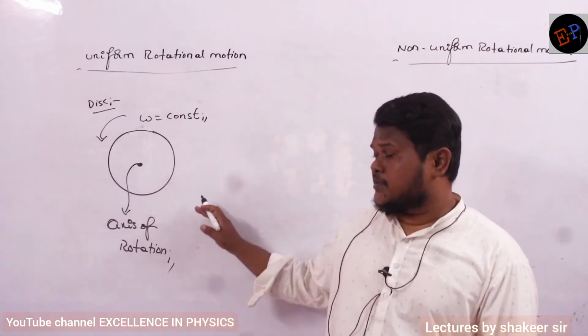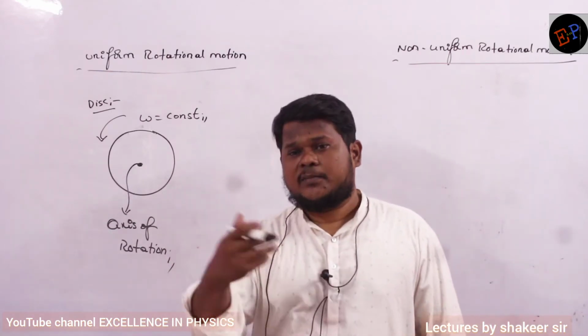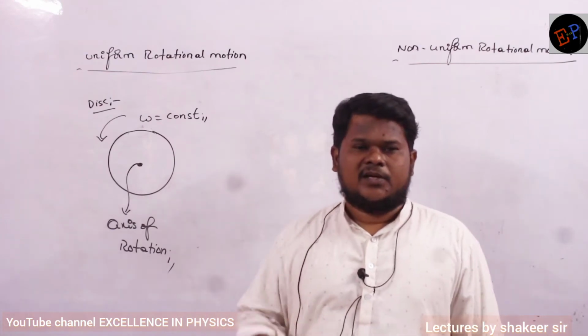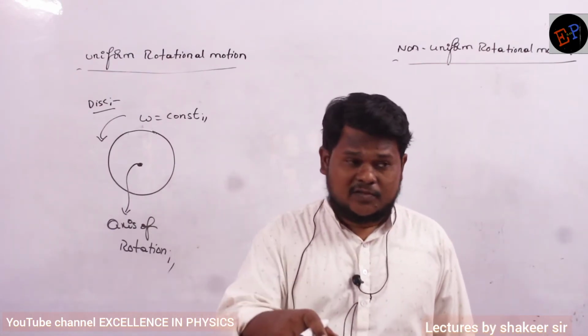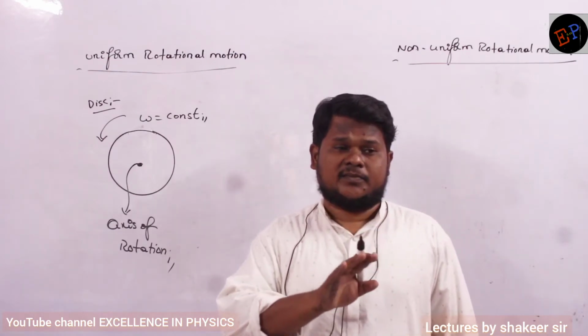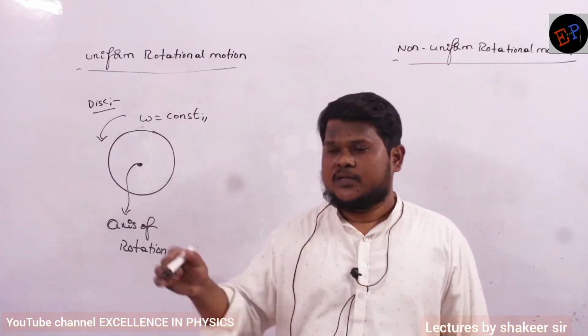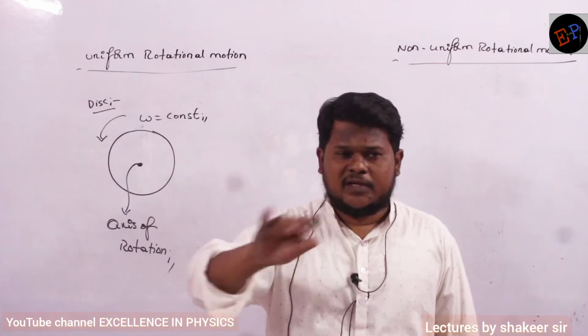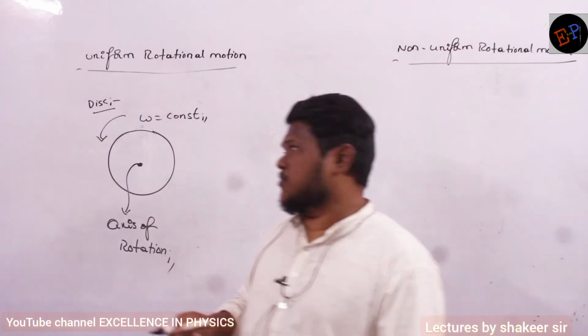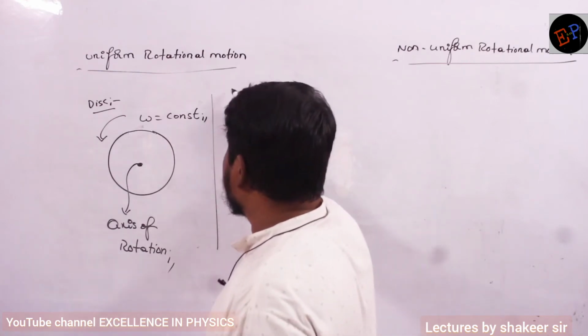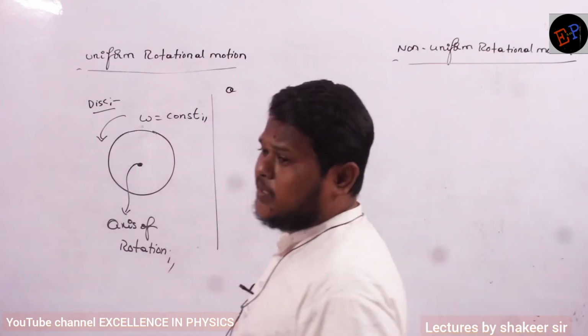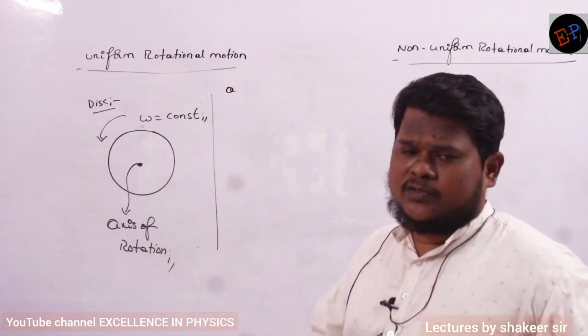Angular velocity means what? It is covering same angle in same time. In first second it is covering 30 degrees. Second also it will cover 30 degrees only. Third second also 30 degrees only. So it is rotating with same angular velocity. Understood? So omega is a constant. If omega is a constant, then what about alpha? What about angular acceleration? 0.